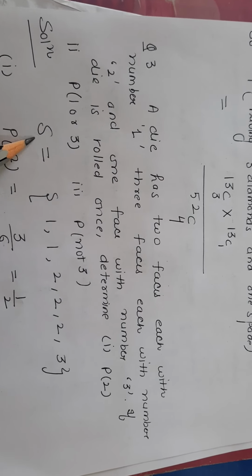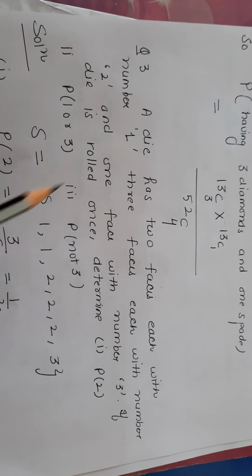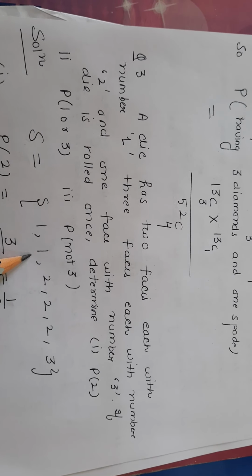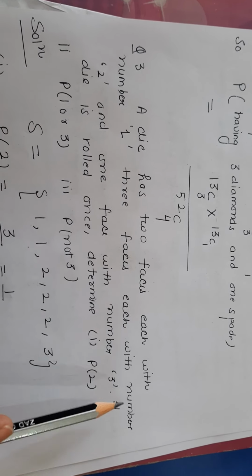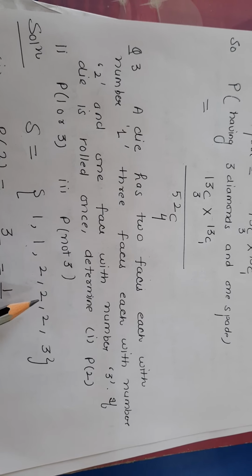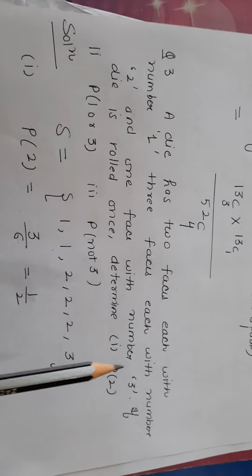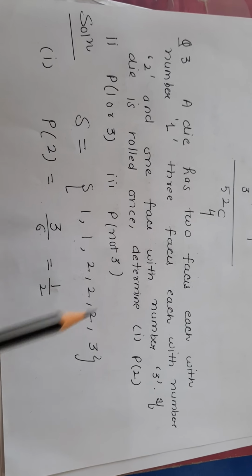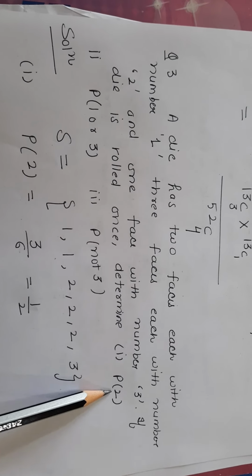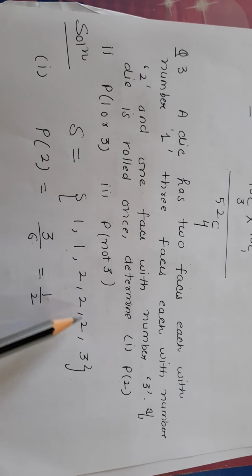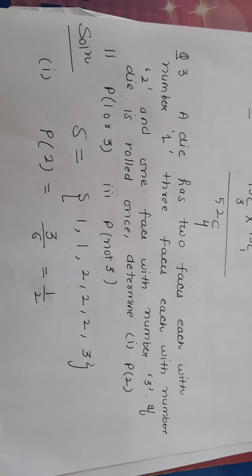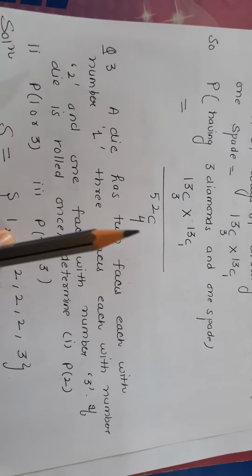First, write down the sample space. You have number 1 on 2 faces. So write here 1 2 times. 3 faces with the number 2. That means on 3 faces you are having number 2 and on 1 face number 3. So the total outcome of sample space will be 6. Now the first part, probability of getting 2. So the number of favorable outcomes are 3 divided by the total outcome 6.